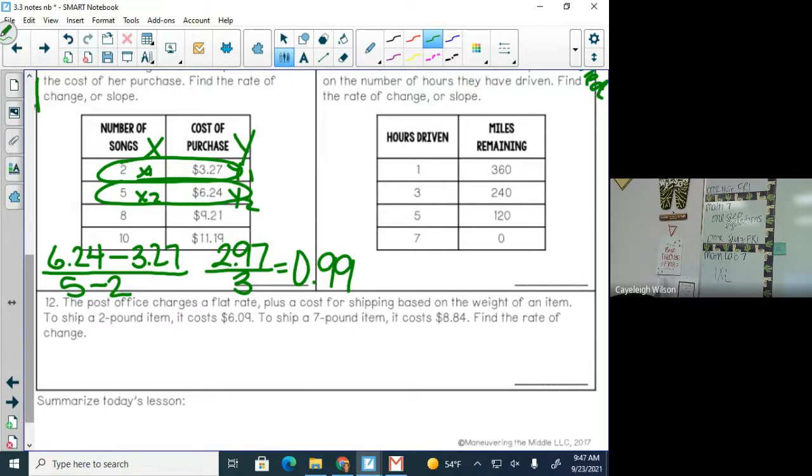Did everybody get 0.99 to begin with? I didn't get that far. I got 2.97 and I was around that, and then you answered the question. Which 2 numbers did you choose? Savannah, which 2 numbers did you choose? I picked the 2 and the 8. So you made a subtract error. You might have hit a button wrong. You got that? All right, listen up.